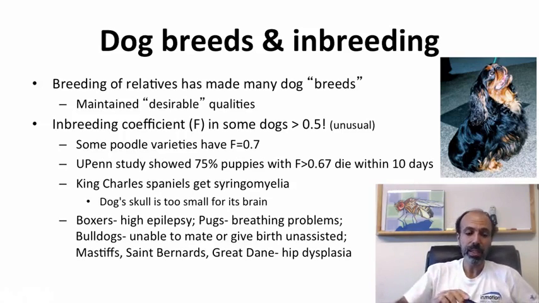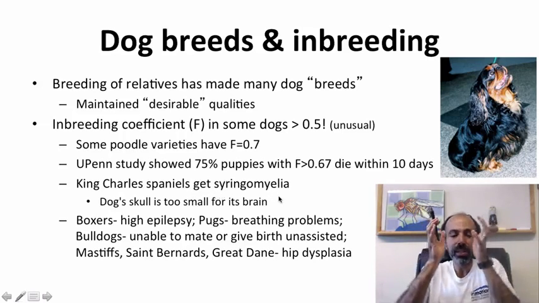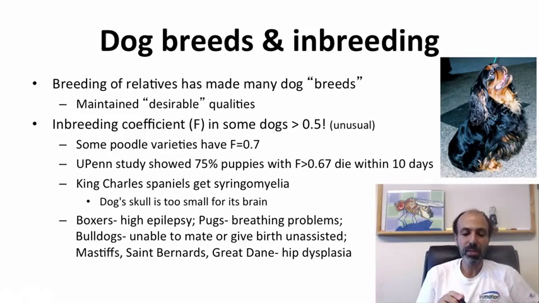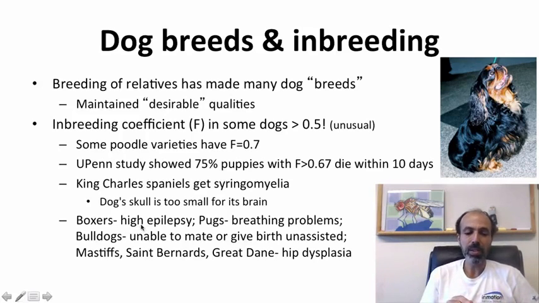Some of the effects that have been documented are, for example, in King Charles Spaniels, they get syringomyelia. Essentially, the dog's skull is too small for its brain. That causes, as you can imagine, all sorts of problems. But here are several others. Boxers tend to get epilepsy at high rates. Pugs have breathing problems. Bulldogs can't mate or give birth unassisted, some of them, not obviously all of them. Mastiffs, St. Bernards, and Great Danes have this very common one.